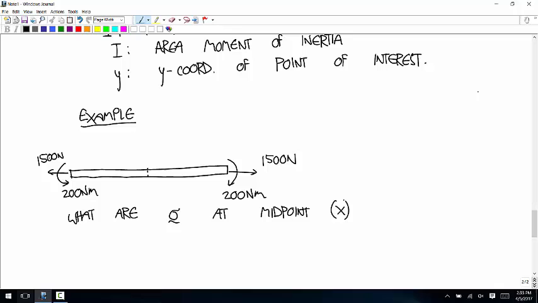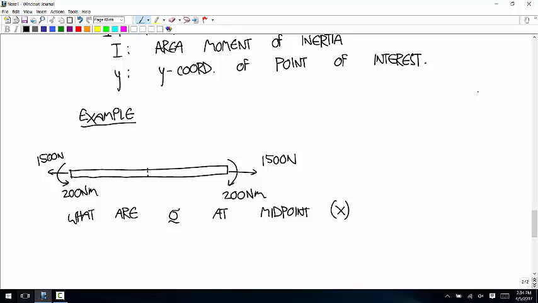Okay. But that's this way it just. Yeah, I guess. Okay. Yeah, I mean, I could have drawn this arrow the other way and written that as negative 1500 and drawn this couple going counterclockwise and written it as negative 200. Okay. Yeah, you can do this.